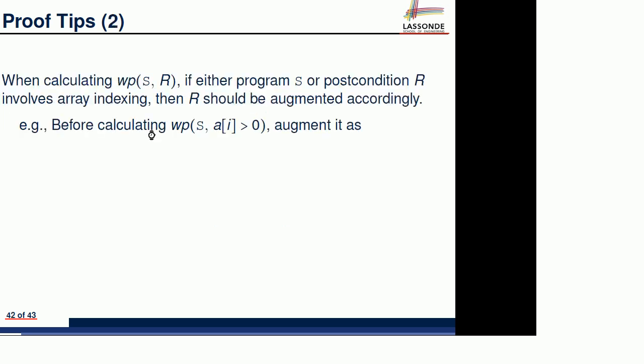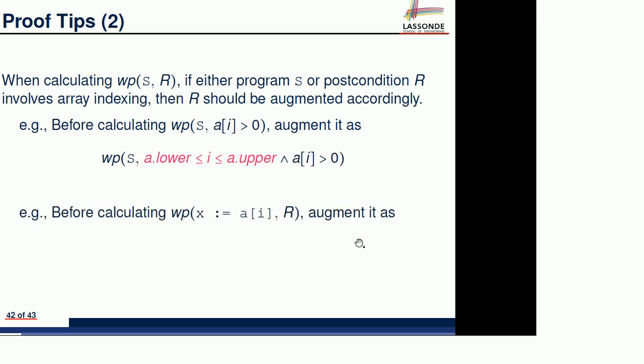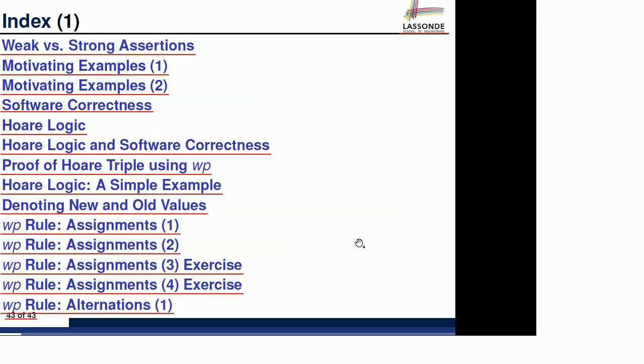Another tip is, whenever you're trying to do any array indexing, you better make sure you also include that the I over here should be a valid index. Okay, that's just telling you. Any question about Hoare triple, the whole thing? Okay. Yes. Sure.